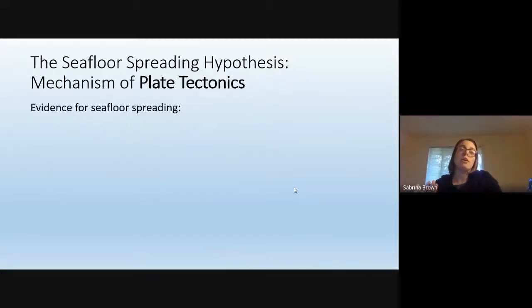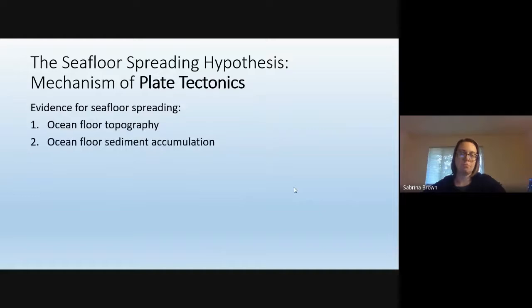Okay, so we have plate tectonics, and it's a theory. And we have the seafloor spreading hypothesis, which is the mechanism of plate tectonics. And we have a whole slew of evidence for seafloor spreading. I'll go through this list and then we'll talk about each one in turn a bit.